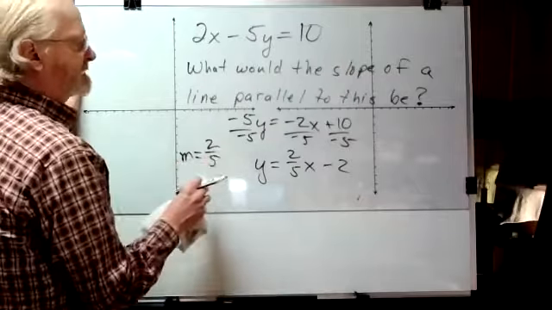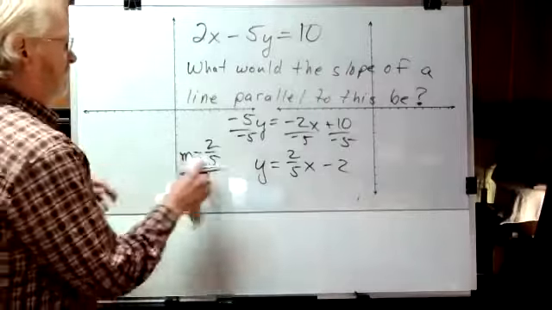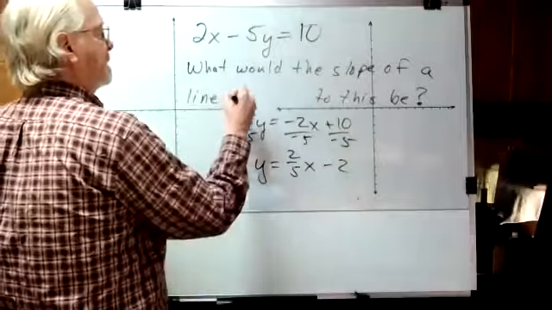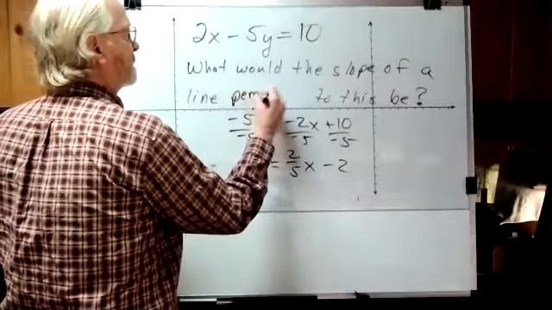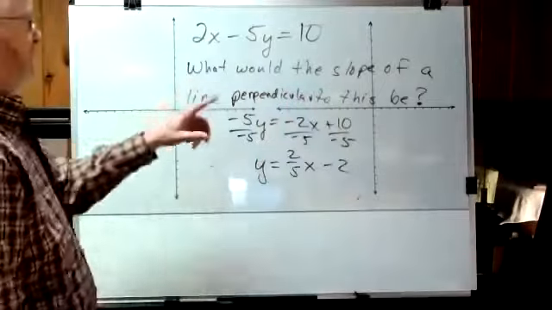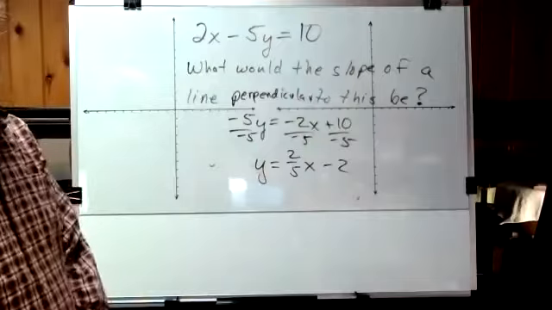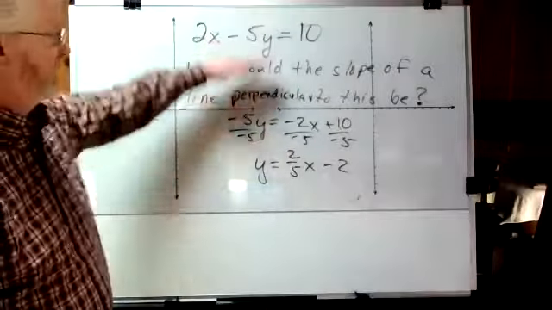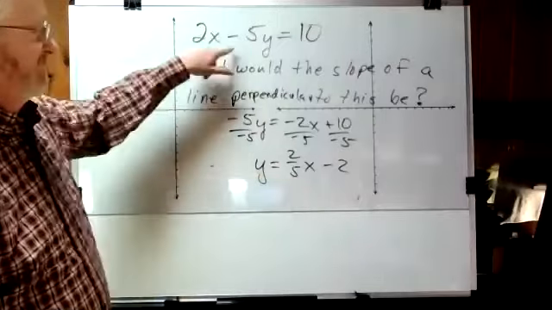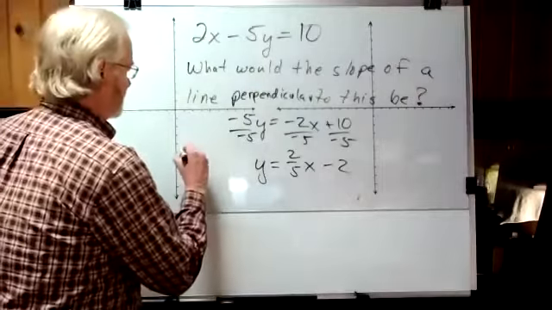Let's use the same equation, and in the interest of time, we do the same work. What if I had written this as perpendicular? What would the slope of a line perpendicular to this one be? If you were faced with this situation, you'd still want to do this, so you can see what slope the starting line has. But then you have to remember that relationship.